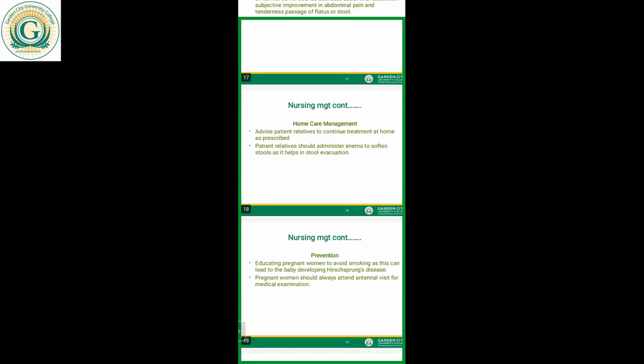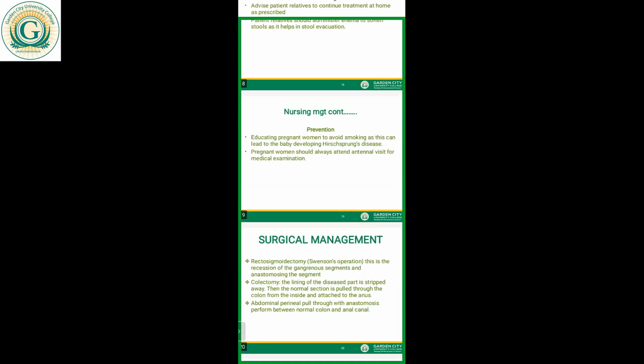Go to prevention of the condition. It says educate pregnant women to avoid smoking as this can lead to the baby developing Hirschsprung's disease. We said it earlier that it's a risk factor. And then pregnant women should always attend antenatal visits for medical examination.